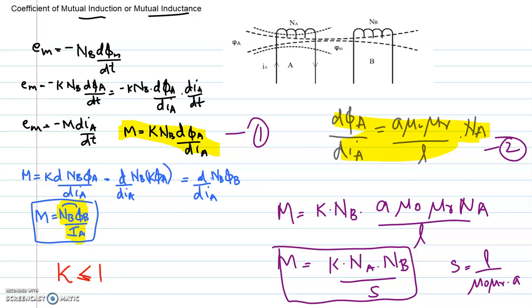If all the flux which is linking with the coil A is linking with the coil B, then we say that K is equal to 1, or coefficient of coupling is equal to 1. So just imagine that 100 Weber is the total flux which is linking with the coil A, and here only 90 Weber is linking with the coil B. So then we say that the coefficient of coupling is 0.9. That is 90%. So 90% of the flux will be linking with the coil B.